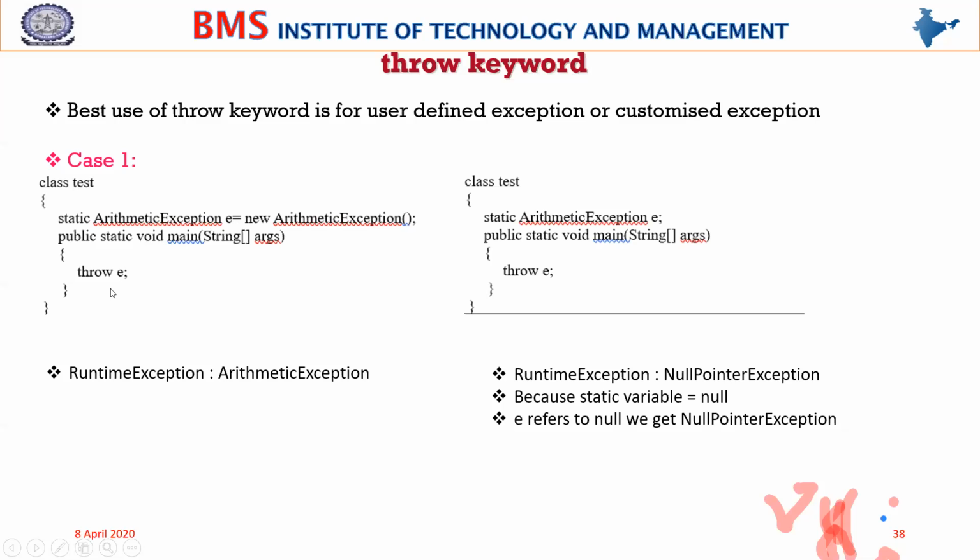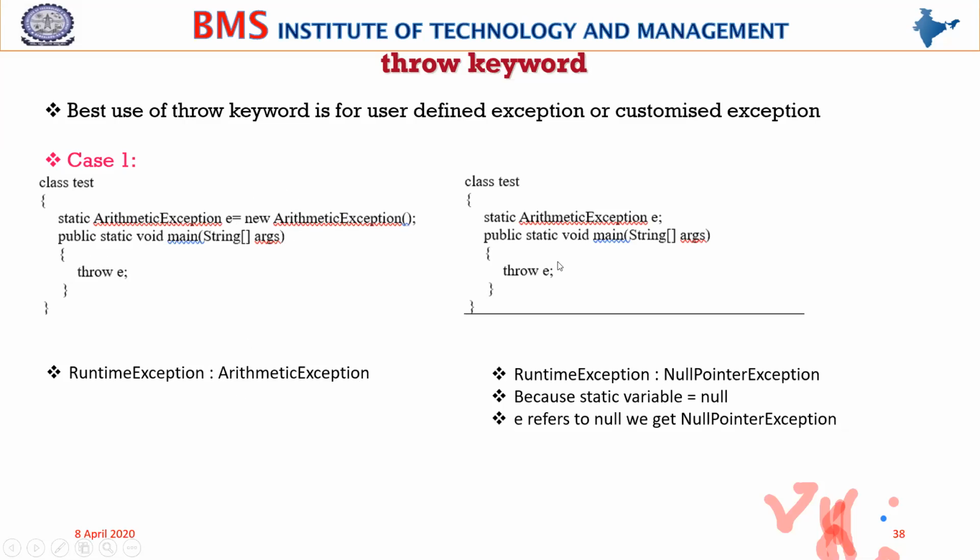Now, whenever I compile and run this particular program, I'm going to get an ArithmeticException error, because I have raised an exception using the throw keyword. I am handing this particular exception to your JVM. So based on whatever object I have created, it gives me an ArithmeticException.